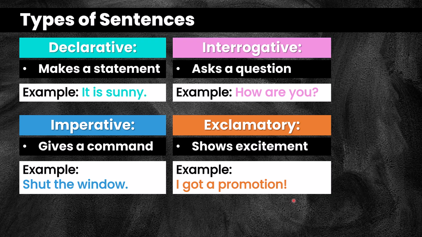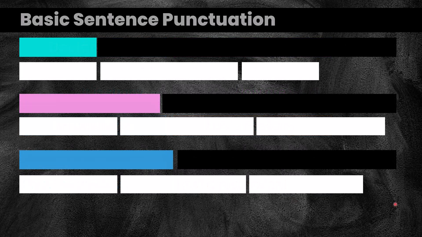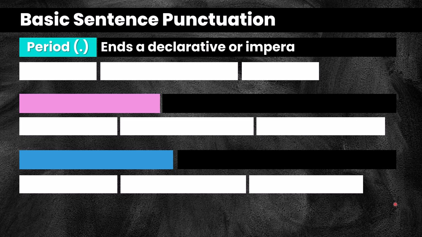So now this leads us into basic punctuation for these types of sentences. So first of all, we have a period. A period is also known as a full stop in British English. And a period is used to end a declarative sentence and sometimes to end imperative sentences.